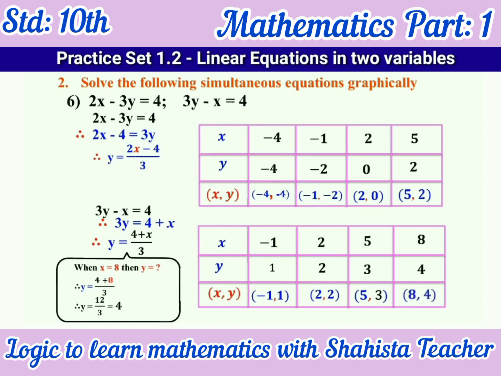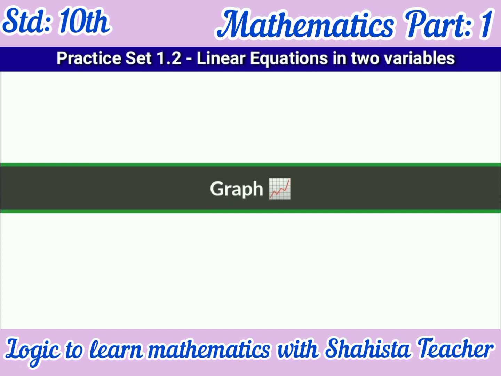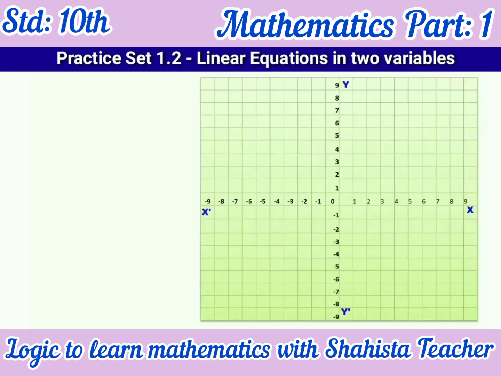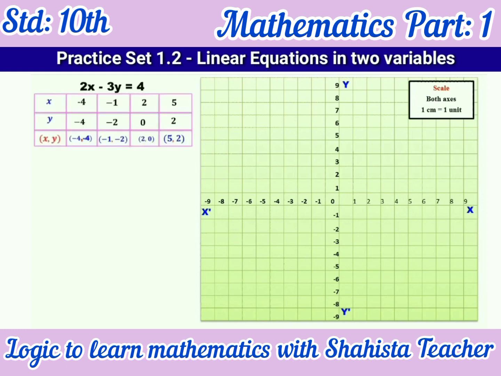Now plot all these x and y points on graph paper. These two equations we will represent on graph paper: 2x minus 3y is equal to 4, and the second equation we will plot on the same graph paper. So draw the x axis and y axis. Above side is positive, below side is negative, right hand side is positive, left hand side is negative. Scale both axes: 1 centimeter is equal to 1 unit. Okay, this is very important. You have to write: Scale 1 centimeter is equal to 1 unit on both axes.